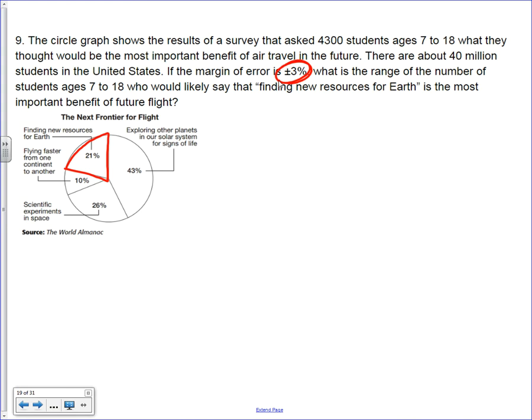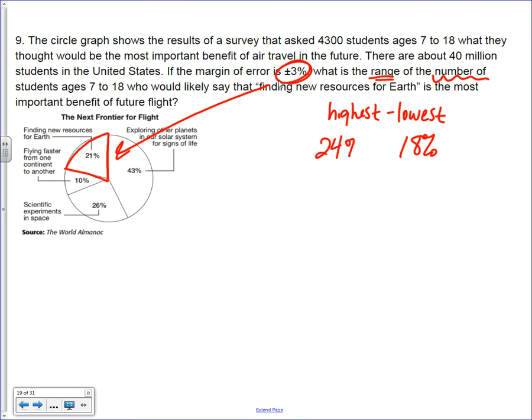Now, range is highest minus lowest, and it says the number of students. Now, these are percentages in here, okay? So if I want plus or minus 3 on this 21%, if I subtract 3, that would give me 18%, so that's the lowest. If I add 3, that gives me 24%. But it says here I want the number of students, not the percentage of students. Okay, so I need to turn those percentages into decimals, and I need to multiply them by the number of people that were surveyed. So that will tell me a total number of students instead of just the percentages.